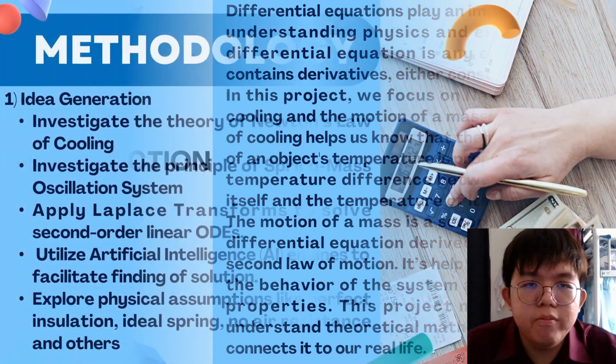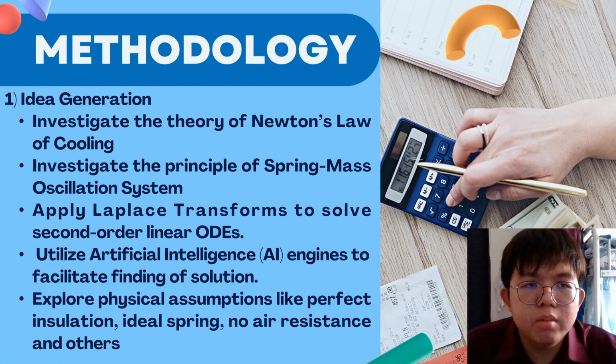Thank you, Kirk. Now I present the part of methodology. For the first, we need to overcome an idea generation. For the first idea generation is to investigate the theory of Newton's law of cooling. For the second, we need to investigate the principle of the spring mass oscillation system. For the third, we need to apply the Laplace transforms to solve second order linear ODEs. For the fourth, we need to utilize artificial intelligence, which is AI engines, to facilitate finding of solution. For the last, we need to explore physical assumptions like perfect insulation, ideal spring, no air resistance, and others.